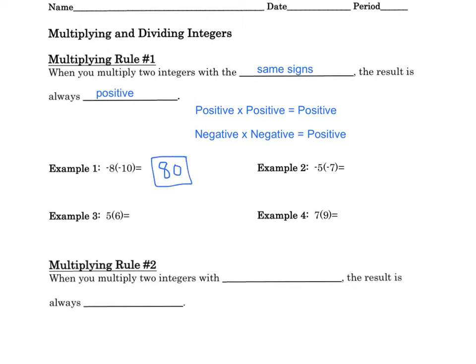Let's look at example 2. We have a negative 5 times a negative 7. Again, a negative times a negative gives us a positive, and then 5 times 7 equals 35. And that is your answer.